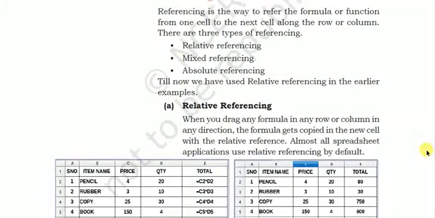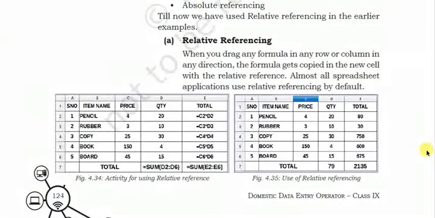So what is relative referencing? When you drag any formula in any row or column, the formula gets copied into the new cell that you have selected. So it is called relative referencing. The formula relates to the column or cell it is being copied to. Okay.